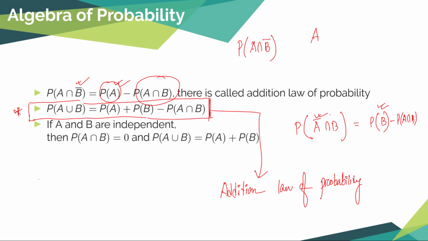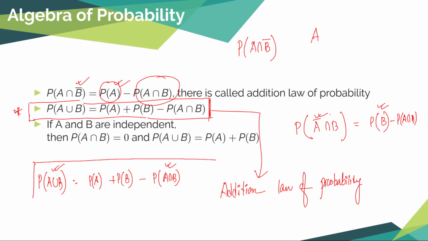So what does it state? That the probability of happening of either A or B is equal to probability of happening of A plus probability of happening of B minus simultaneous happening of A and B. That means probability of happening of A and B. A or B, A and B, right? So this is the relationship, and this relationship is called the addition law of probability, right?